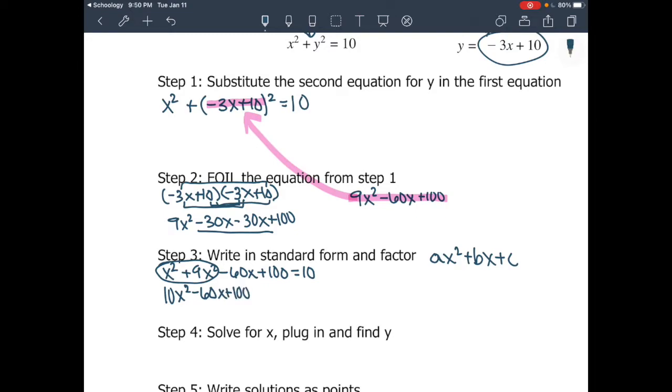And then I'm going to take that equals 10 and move it to the other side so I can have the c together. So minus 10, minus 10. So now I have 10x squared minus 60x plus 90.